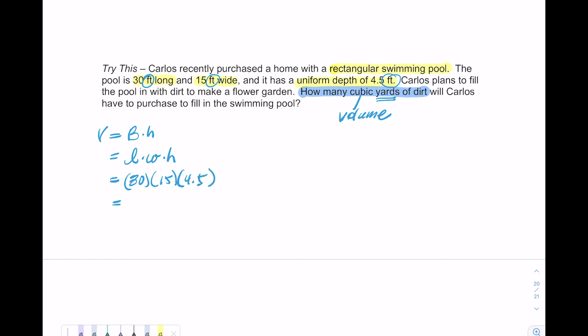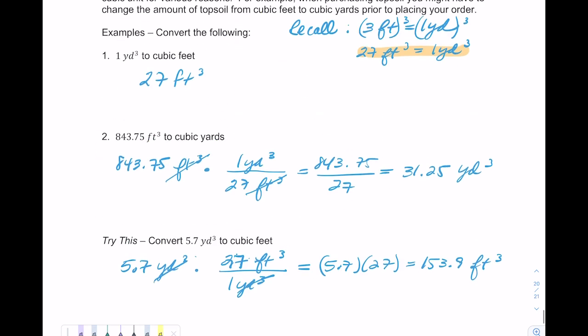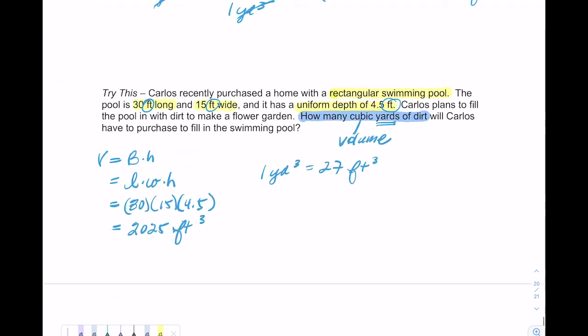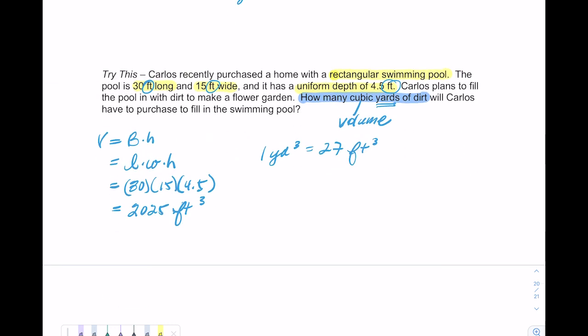And when you multiply all that out, you get 2,025. Remember, your dimensions are in feet, so feet cubed. I need to figure out cubic yards. So I need to remember my conversion. And if you'll remember, 1 cubic yard is equal to 27 cubic feet. Okay, so we're going to convert 2,025 cubic feet to cubic yards.